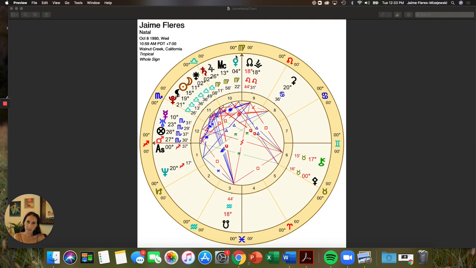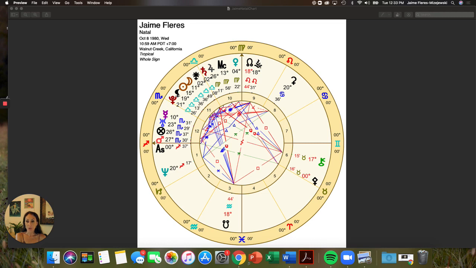So we have the sign out here, and so let's just go down towards the center, okay? So we have the sign. Now here we have this row, this band of symbols, which are the planets, the asteroids, and the particular points on a chart, okay? So let's go through those. This is our north node.